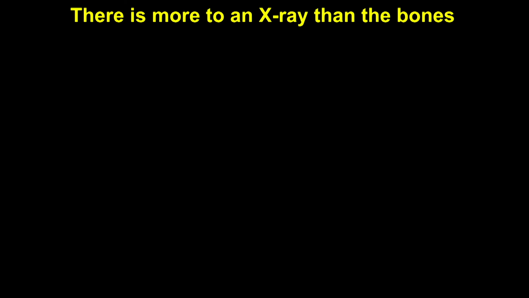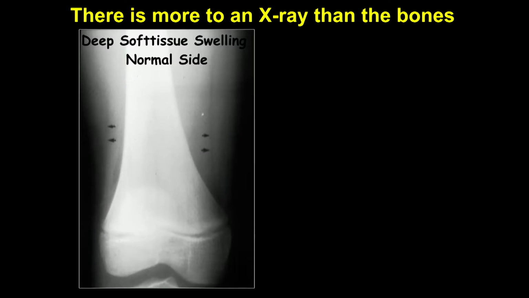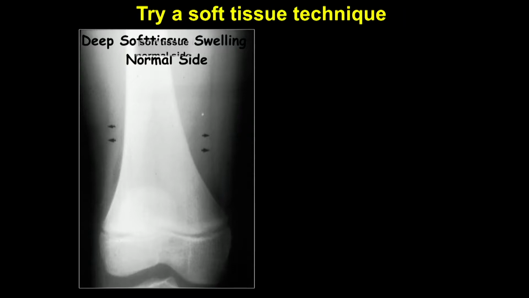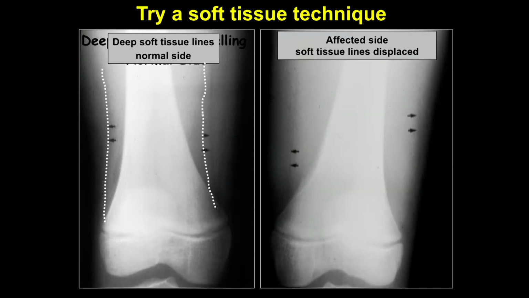Well, there's more to an X-ray than the bones. What do you need to look at? The soft tissue? That's exactly right. And we talk about fat pad lines in the supracondylar fractures. Are there fat pad lines here? Yeah, there's fat pads in the soft tissue. The deep soft tissues, the vastus medialis and lateralis, there's usually some fat overlying that. And here you can see the normal lines. What's happened here? Looks like they're displaced. Yeah, that's displaced. And why are they displaced?